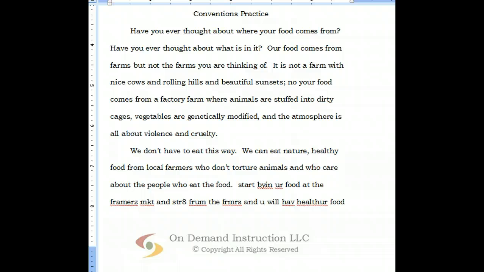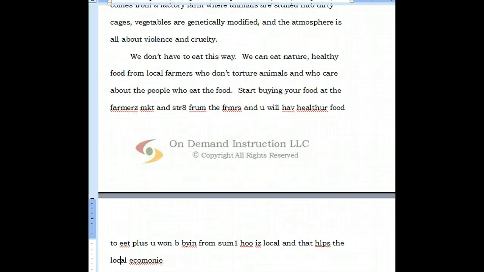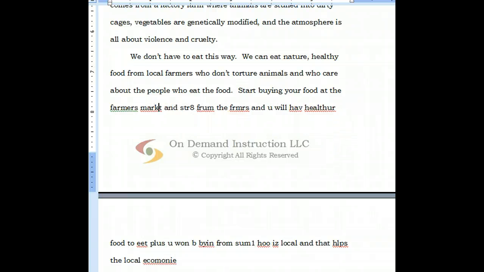Okay, next sentence here, we're going to end off with a period. We're going to start our next sentence with a capital letter. Okay, start buying. So we're going to change that to buying. So start buying your food at the, not framers, but farmers. Oops. And instead of the abbreviation, let's use market. Start buying your food at the farmer's market.